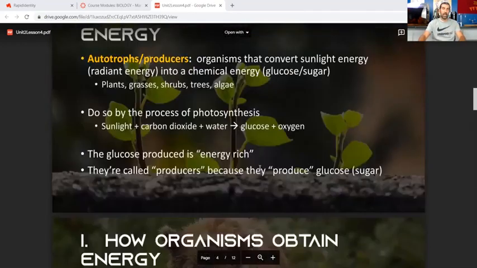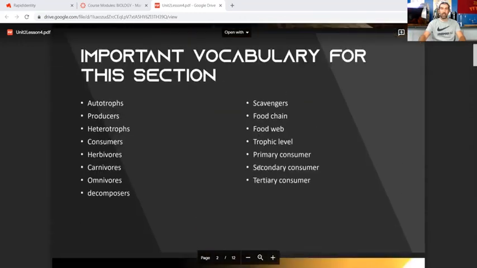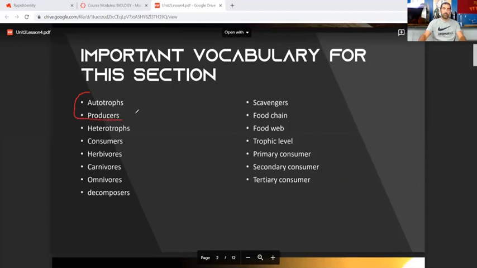Now, let me go over these vocab with you one time. I should have covered all these by now. If you were a plant, a shrub, a grass, tree, or an algae in a pond, and you are using the sun's energy to produce your glucose, then you are an autotroph or a producer. Beyond that, if you eat to get your glucose, or you consume other things to get your glucose, then you are a heterotroph or a consumer.